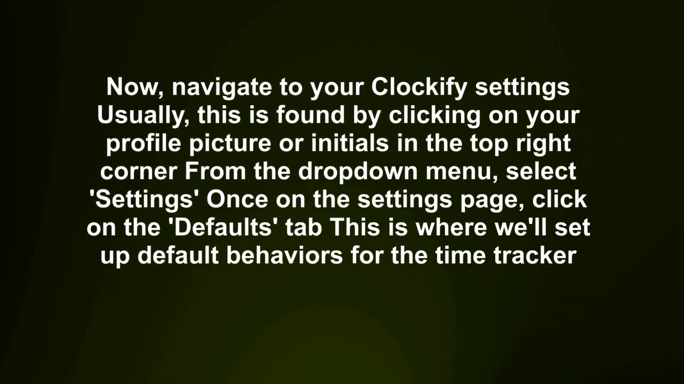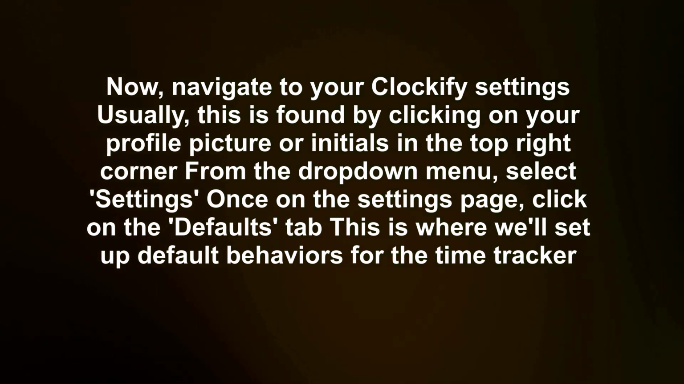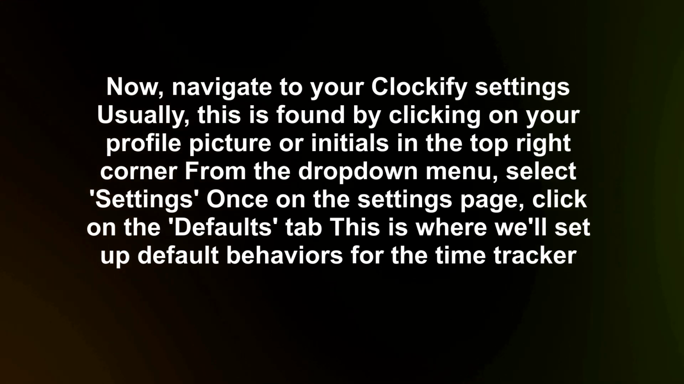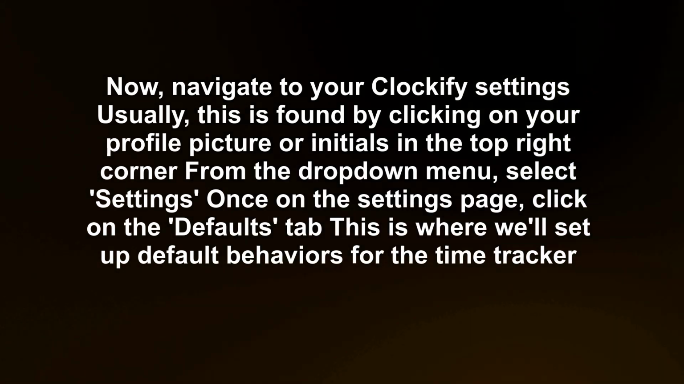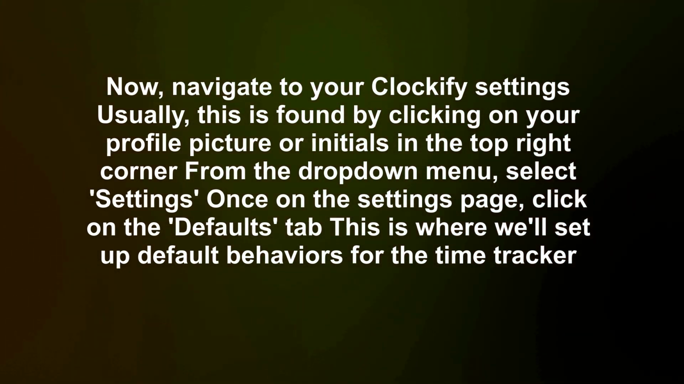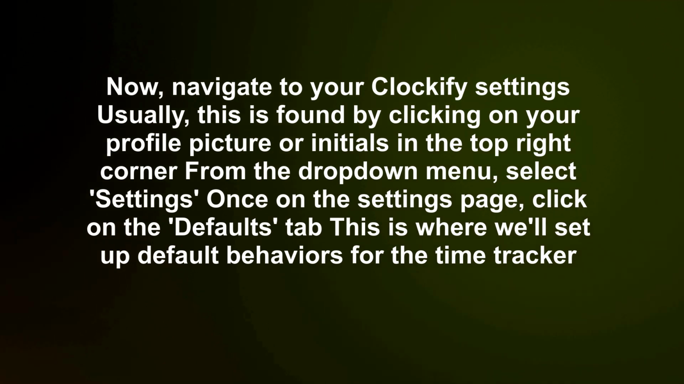Now, navigate to your Clockify settings. Usually, this is found by clicking on your profile picture or initials in the top right corner from the drop-down menu. Select Settings. Once on the Settings page, click on the Defaults tab. This is where we'll set up default behaviors for the time tracker.